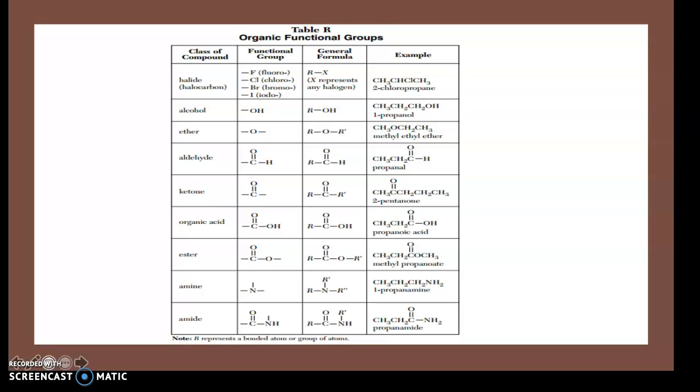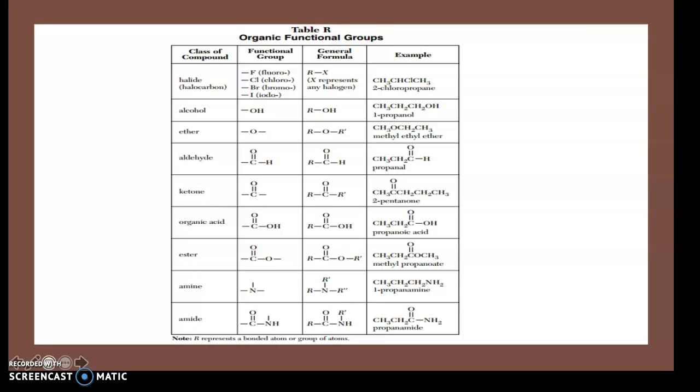Then we have an ether. An ether, the functional group, is an oxygen that's going to be in the center of your hydrocarbon. The oxygen is in the center of your hydrocarbon, and it kind of splits your hydrocarbon into two branches. It's oxygen right in the middle of your structure.